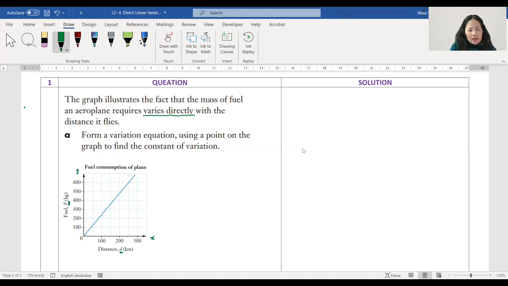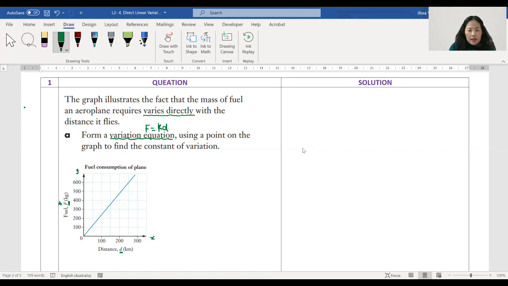Okay, so part A, form a variation equation. So you just have to find the formula. In here, it's f equals something, isn't it? Because that's our y here. The f is our y, and then D is our x. Now, because it says directly, it means direct variation. So it's going to be k, and x is here, D. So I can see straight away that the general form, the formula for this equation, is F equals kD.